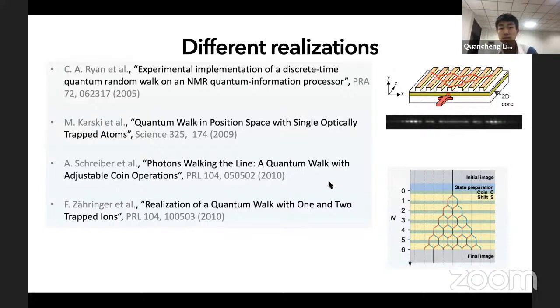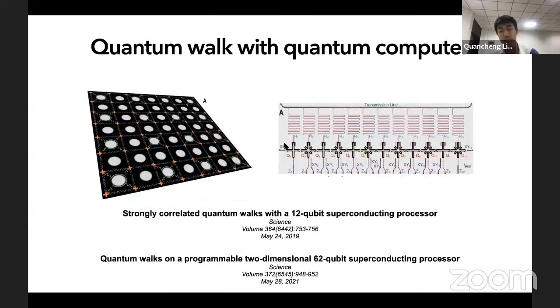So these are like previous experiments, but now with the development of the quantum computer, more people are starting to focus on doing the quantum walk on a quantum computer. So this is the main topic of the presentation. So that was the quantum walk with the quantum computer. I will mostly focus on these two papers. This one was published 2 years ago, and this one this year. The one from 2 years ago uses 12 qubits, but 2 years later they made it 2-dimensional and with more qubits. So what is the idea?